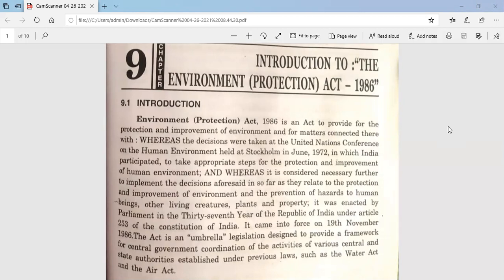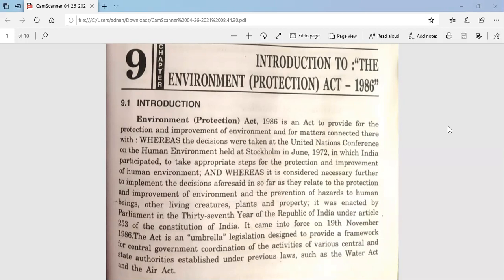Right? And whereas it is considered necessary further to implement the decisions aforesaid in so far as they relate to the protection and improvement of the environment and the prevention of hazards to human beings, other living creatures, plants, and properties. So it was enacted by Parliament in the 37th year of the Republic of India under Article 253 of the Constitution of India. It came into force on 19th November 1986.